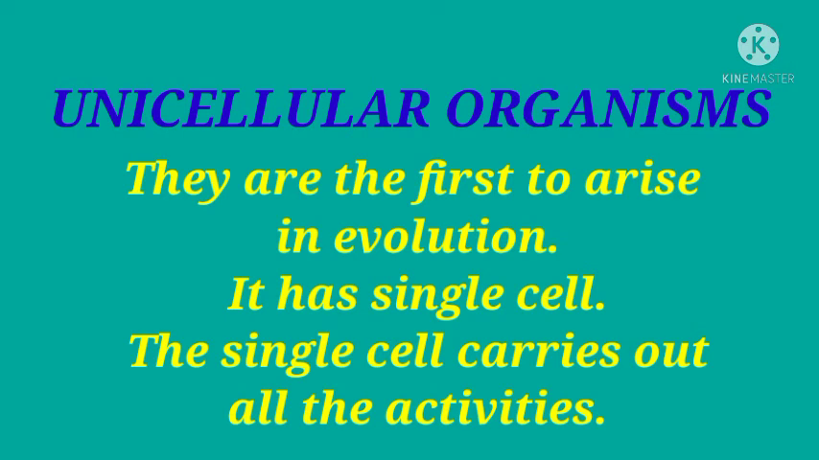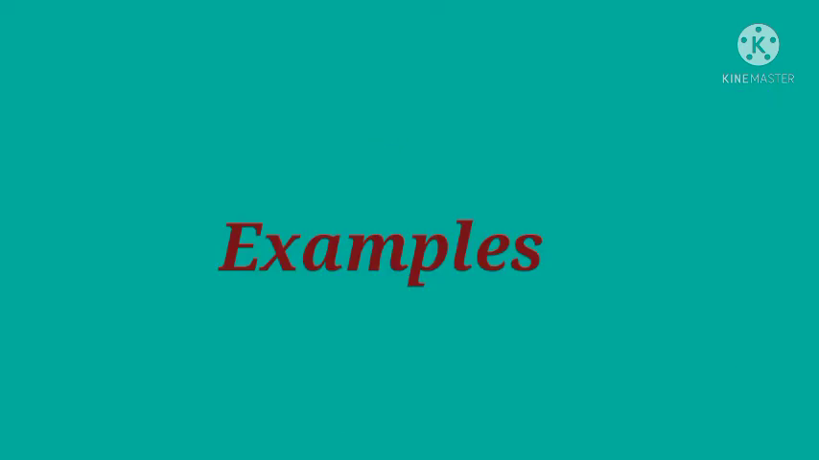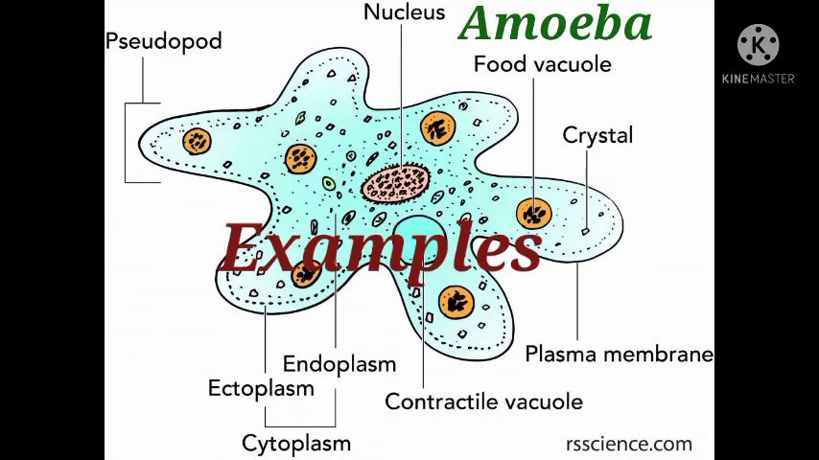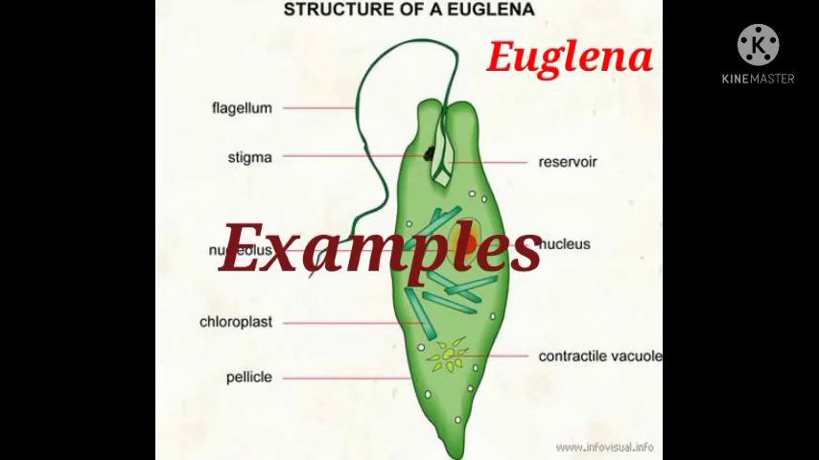Unicellular organisms were the first to arise in evolution. They are the organisms that have only a single cell, and this single cell carries out all the life activities that help the cell to survive on its own. It means that the single cell will do all the functions that take place in living organisms. Some examples of unicellular organisms are amoeba, paramecium and euglena.